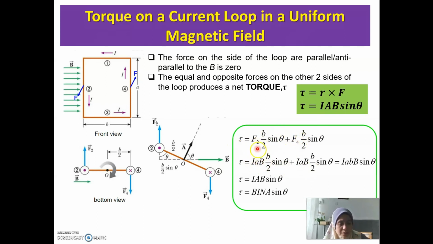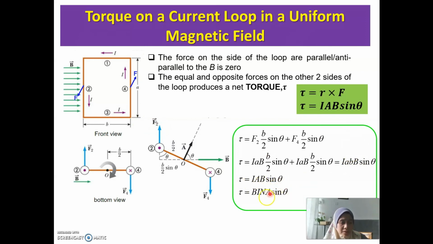Kenapa dapat yang ni? Okay, F adalah ILB. L tu maknanya length of the loop. Length of the loop 2 dengan 4 adalah A. Buat masuk kat sini. IAB. At the end you dapat IAB B sin theta. So A ni panjang loop 2 dan 4. B ni jarak antara dua loop. At the end you akan dapat cross sectional area.